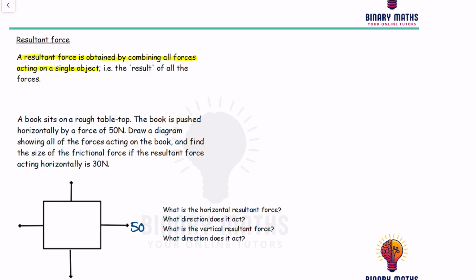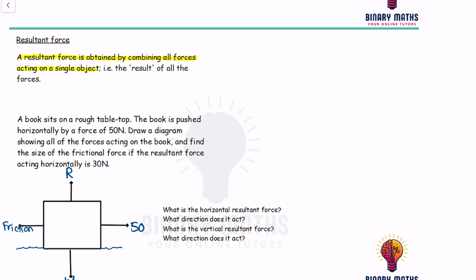So if we're pushing it 50 newtons to the right, then friction is on the left. We have a reaction force at the top pushing up because it's sitting on a rough horizontal table. And obviously the book feels its own weight, so weight pushing down.